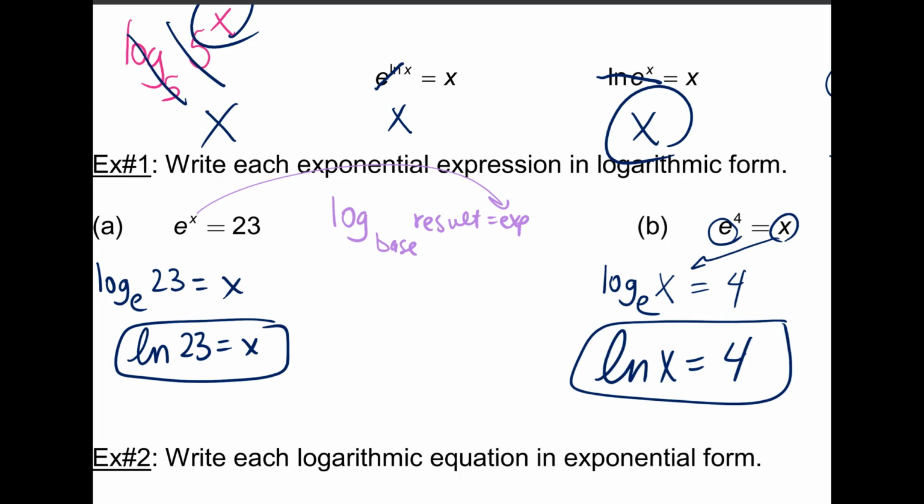Does it matter which one you use? I would prefer, if you see log base E, I want you to write ln. I would prefer that.